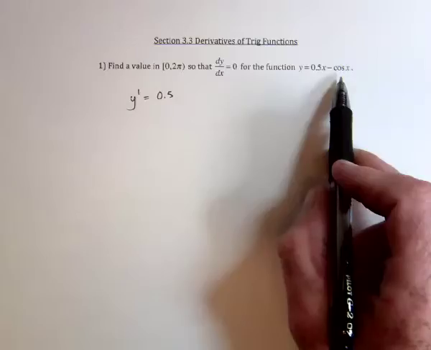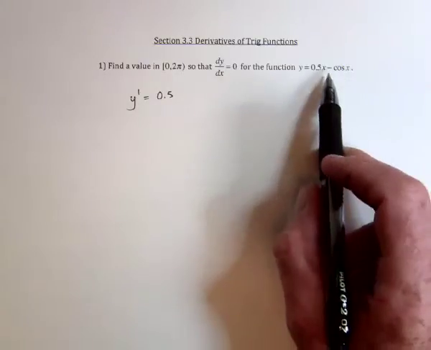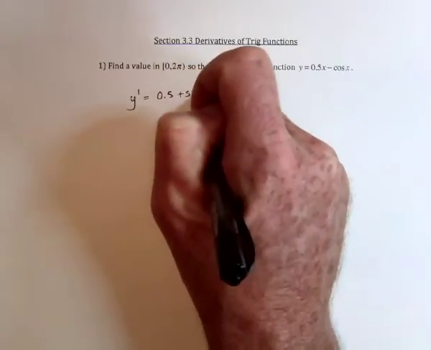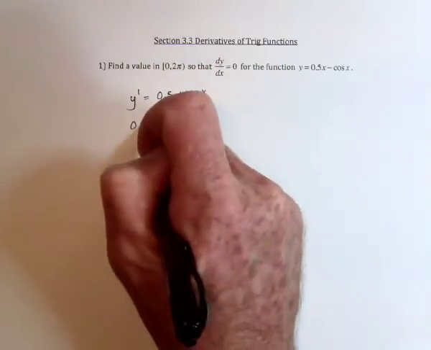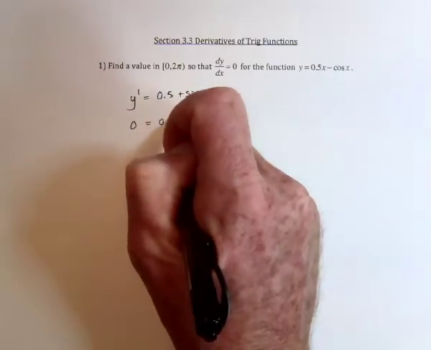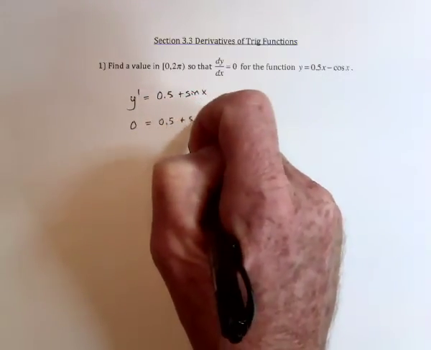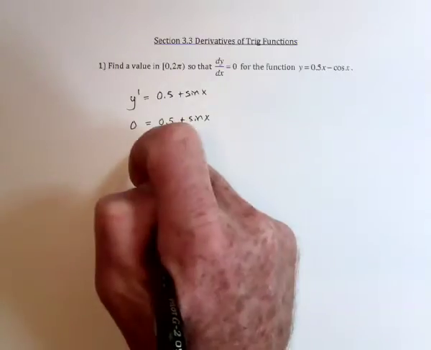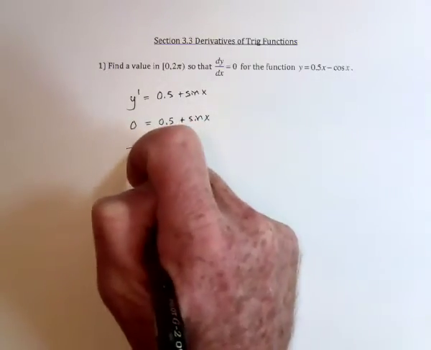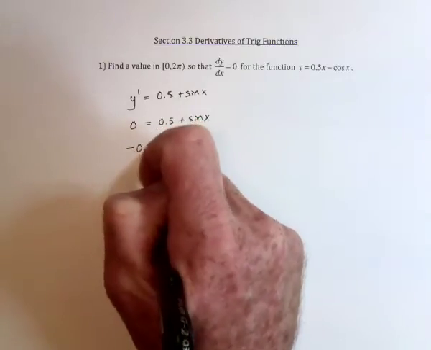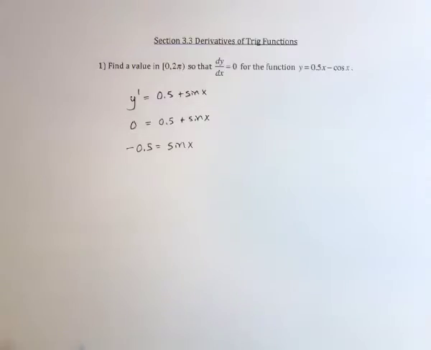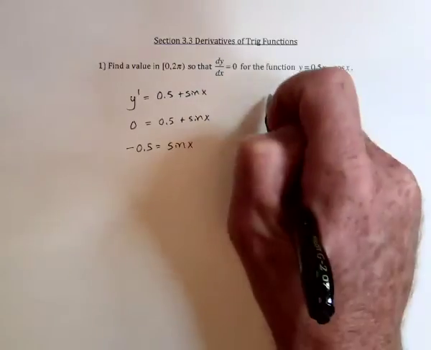And the derivative of cosine is negative sine. So together with this is going to make positive sine. And then set that equal to 0. And then we need to solve for x. So we would move the 1/2 over, becomes a negative 1/2. And so we now have the question, when does sine equal negative 1/2?